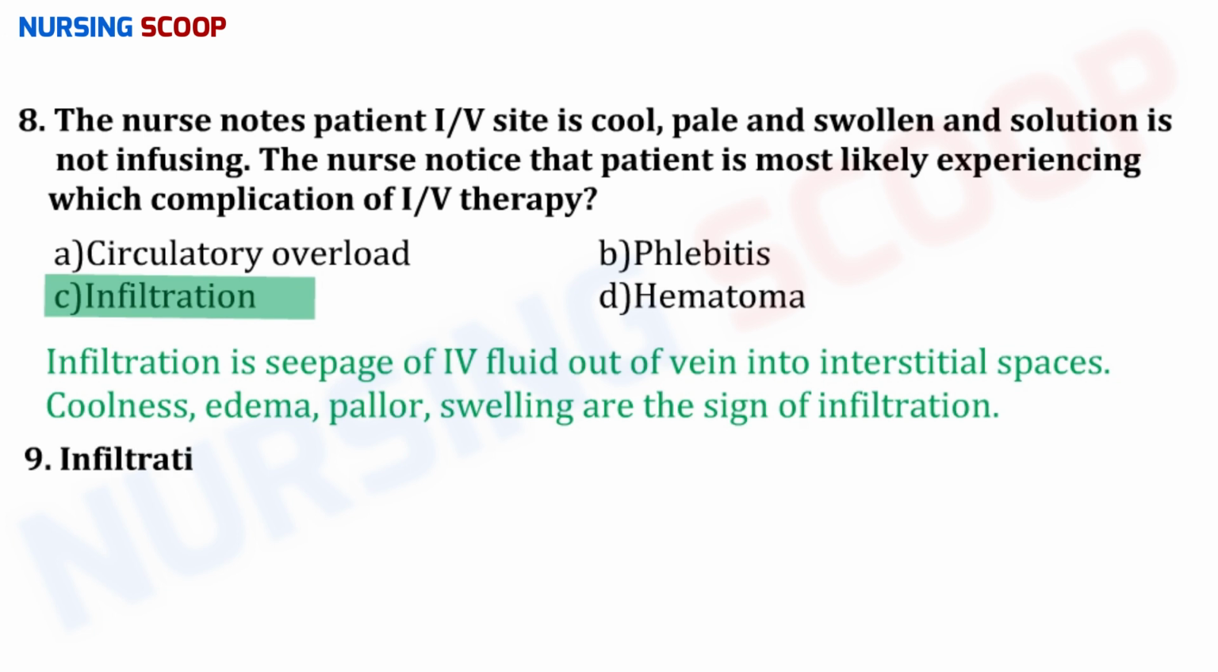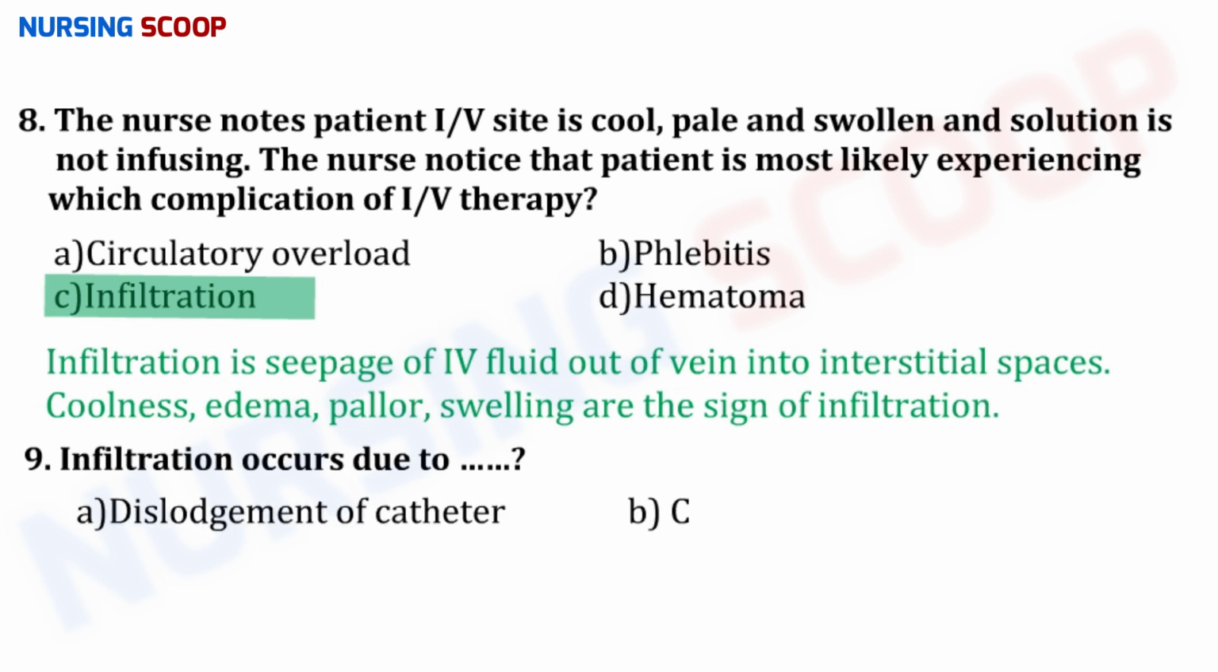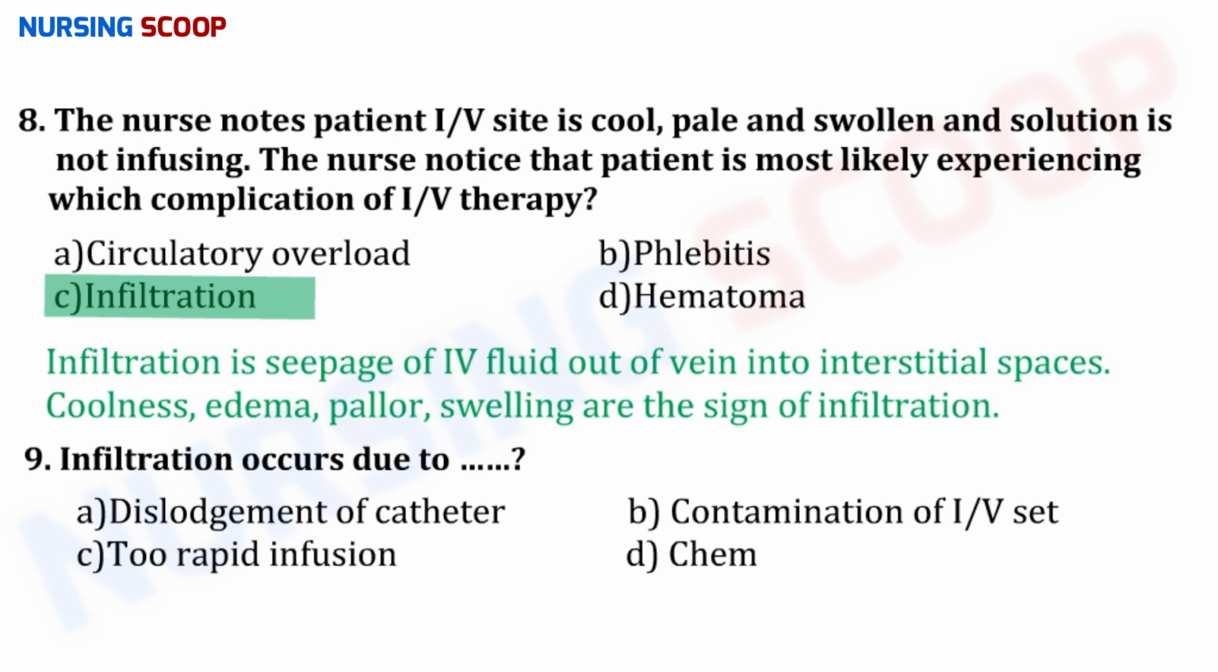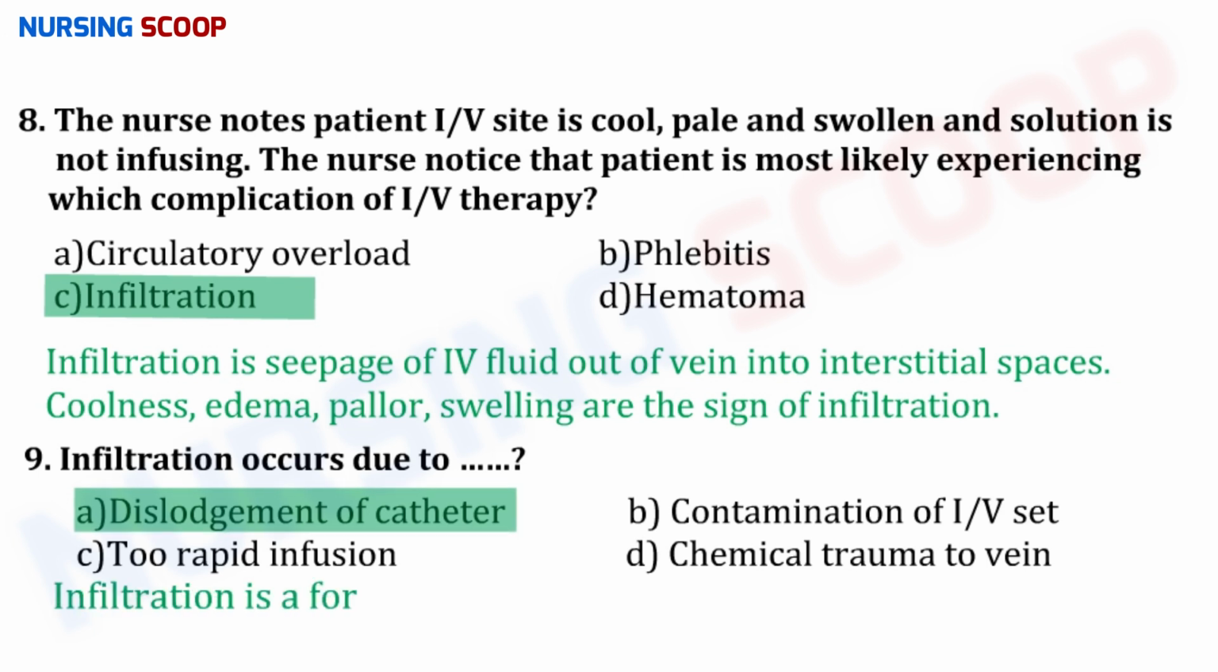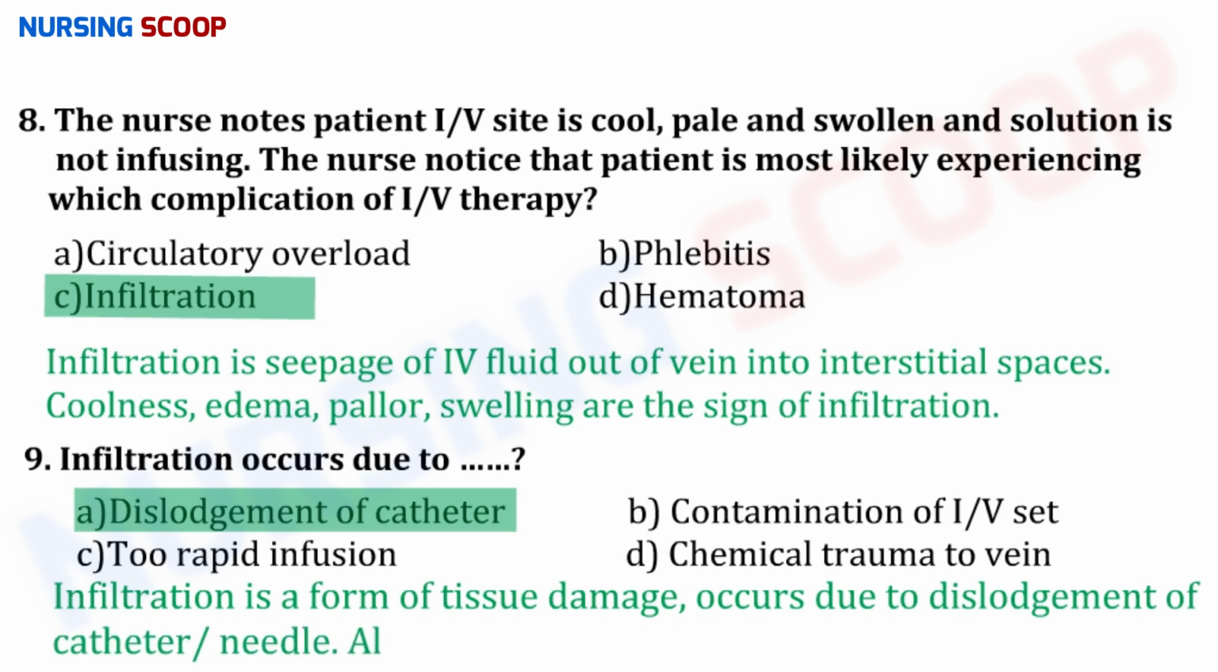Infiltration occurs due to: first option is dislodgement of catheter, option B is contamination of IV set, C is too rapid infusion, and D is chemical trauma to the vein. So here the right option is option A, that is dislodgement of catheter. So infiltration is a form of tissue damage which occurs due to dislodgement of catheter or needle, and it is also known as extravasation.